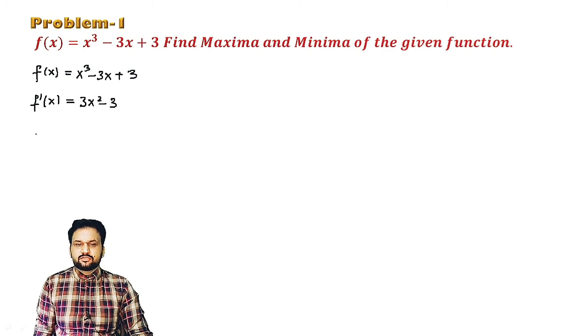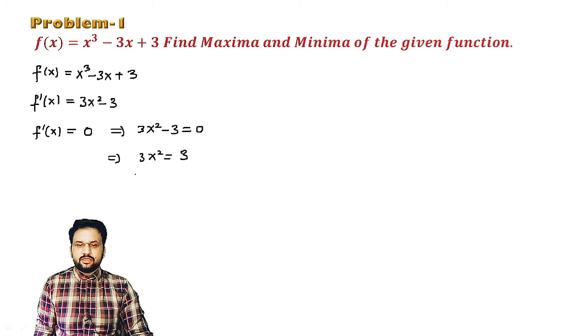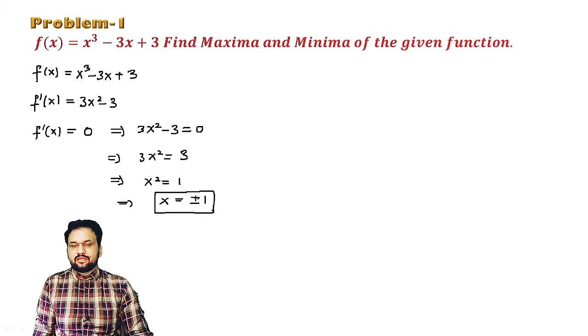Clear? So after this step we will set this first order derivative equal to 0, so you get 3x² - 3 = 0. By this equation we can calculate the value of x. So here you get 3x² = 3, as well as x² = 1, and x = ±1. So here I got two values of x, one is positive 1 and one is negative 1.